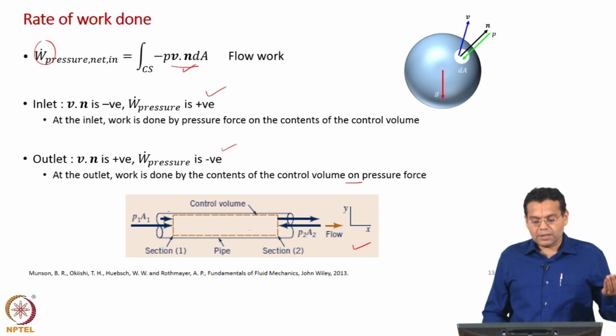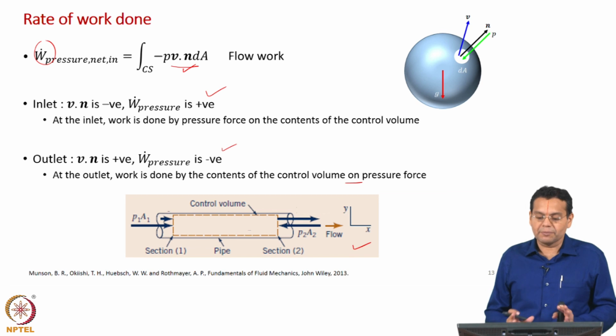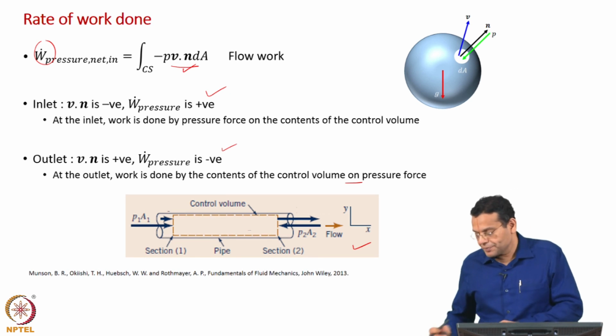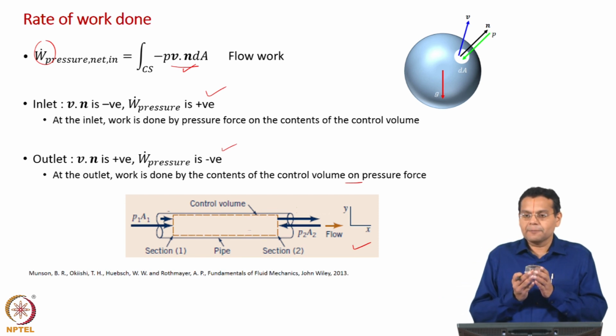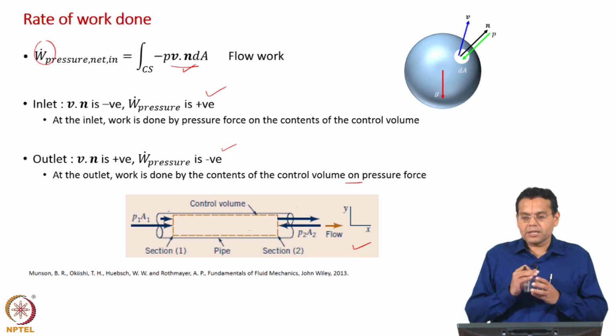So, at the inlet, work is done by the pressure in pushing the fluid into the control volume. At the exit, the fluid does some work to go out of the control volume against the pressure. This is what we mean by flow work. We have here taken a pipe where there is one inflow, one outflow, but if you have a control volume with multiple inlets and outlets, wherever there is inflow, work is done by pressure, and wherever there is outflow, work is done by the fluid.